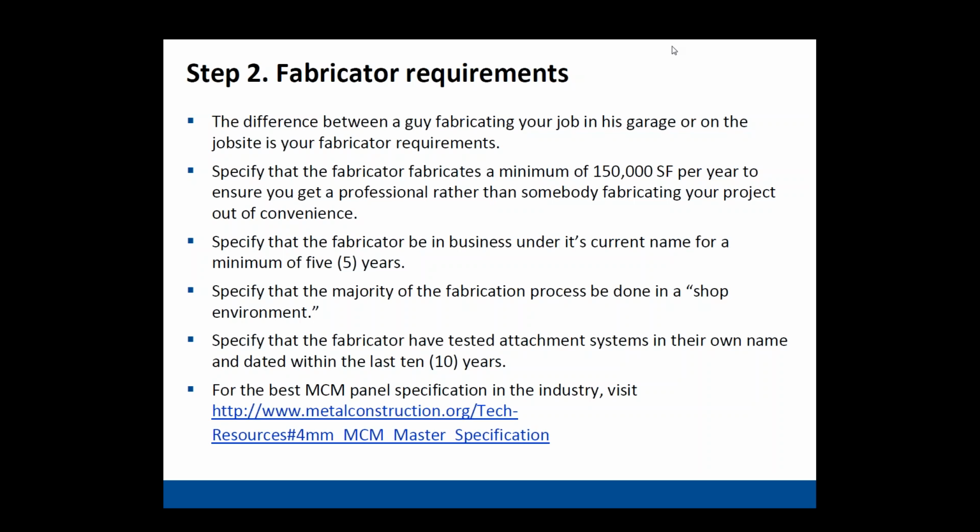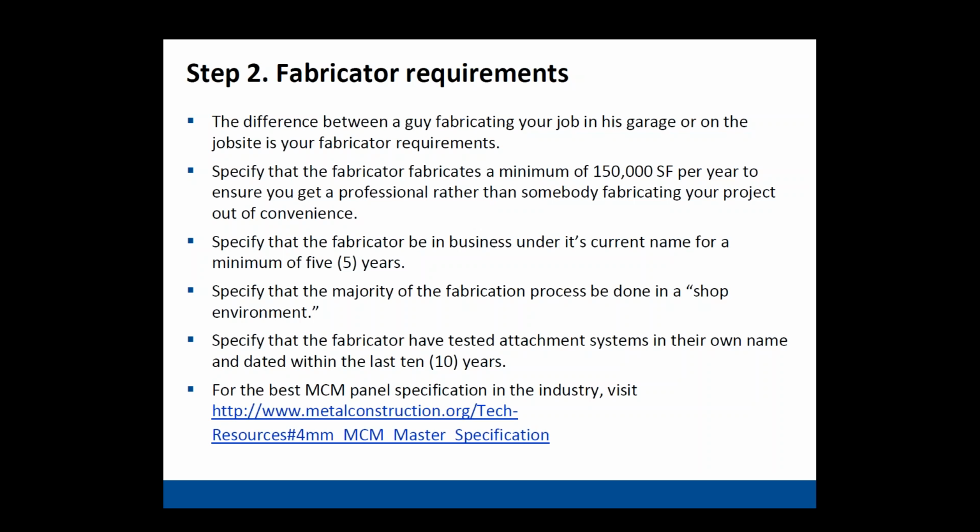Specify that a fabricator have tested attachment systems in their own name and dated within the last 10 years. There's a lot of things happening in the industry, and the industry has really evolved in the past 10 years, and oftentimes the material manufacturers will have a blanket test that they have performed with attachment extrusions, and they will sell or allow fabricators to copy these extrusions.